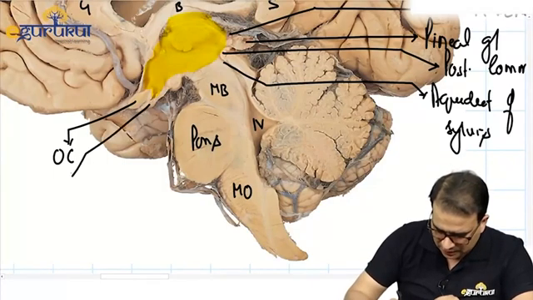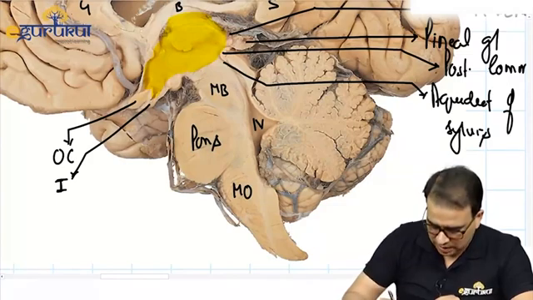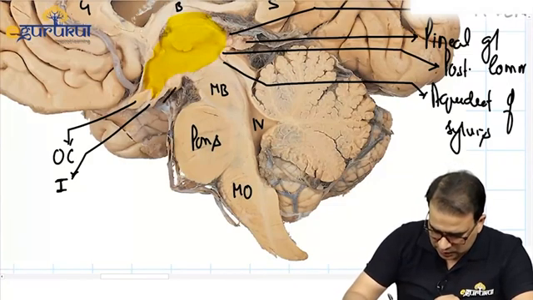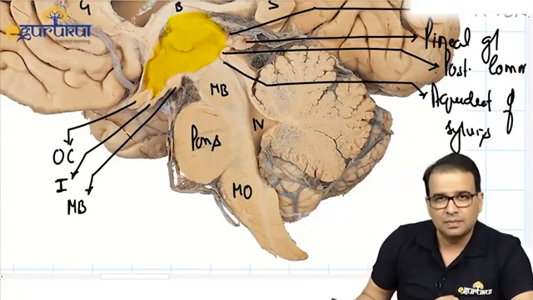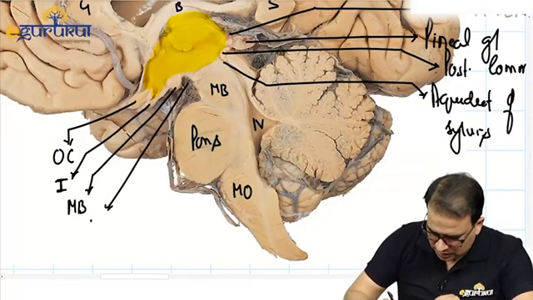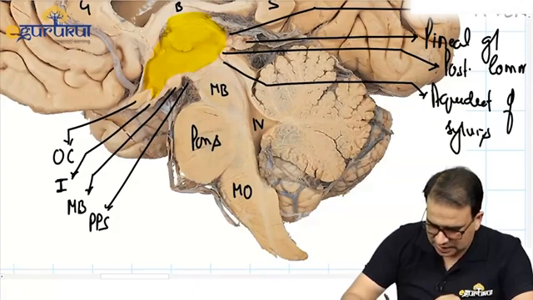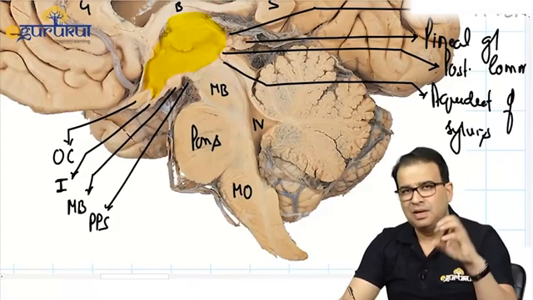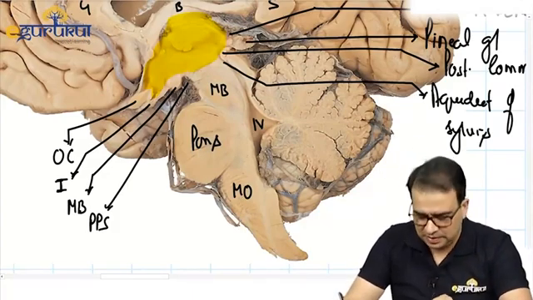Just behind that is infundibulum. I'm just writing I for the infundibulum. You can see that is the infundibulum. This is very clearly appreciated. That is the mammillary bodies. Behind mammillary body, that is the posterior perforating substance. That is a posterior perforating substance, remember, which was perforated by the branches of PCA.